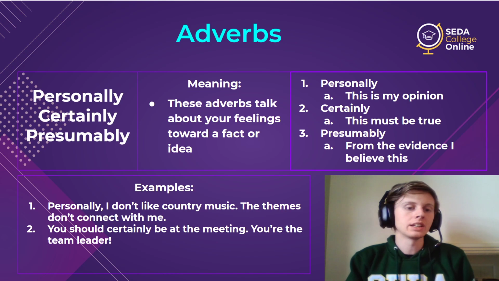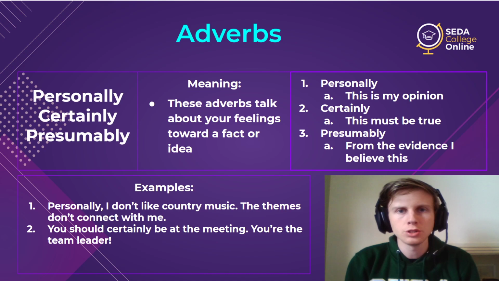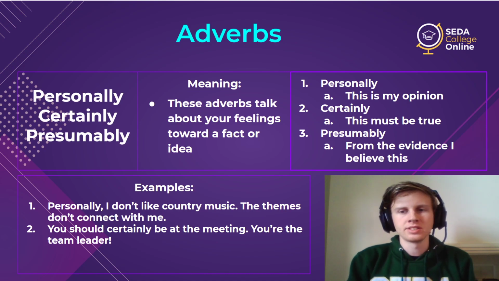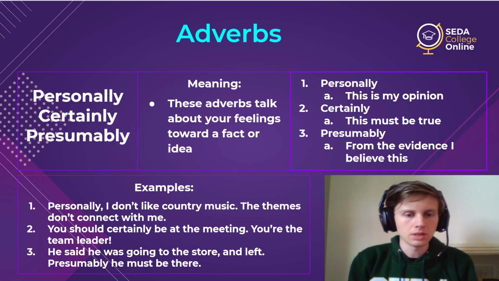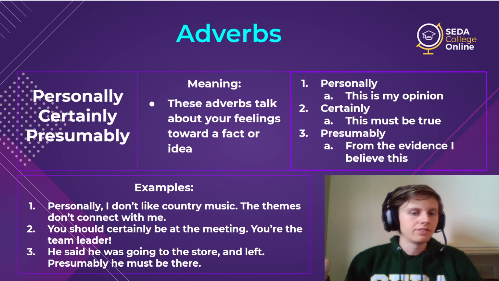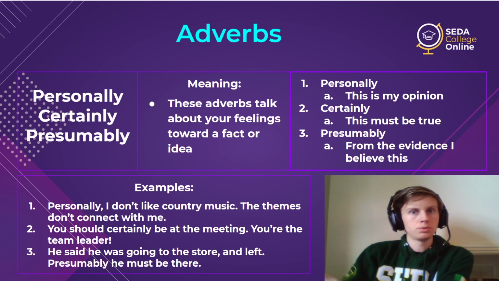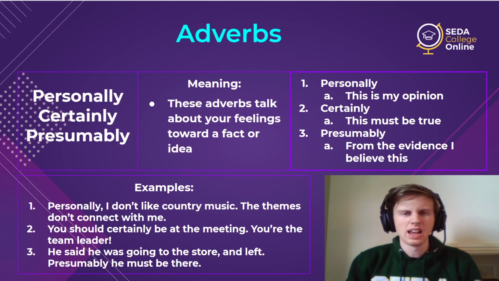Or I could say something like, you should certainly be at the meeting. You're the team leader. Of course you should be there. And so this is saying, this must be true. You should be at the meeting. Or something like this. Well, he said he was going to the store and he left the house. So, presumably, he must be there. And this is to say, from my evidence, he said this, he left the house, so presumably he's at the store, but I don't know. So this is that idea of evidence, and I'm making an assumption from the evidence.